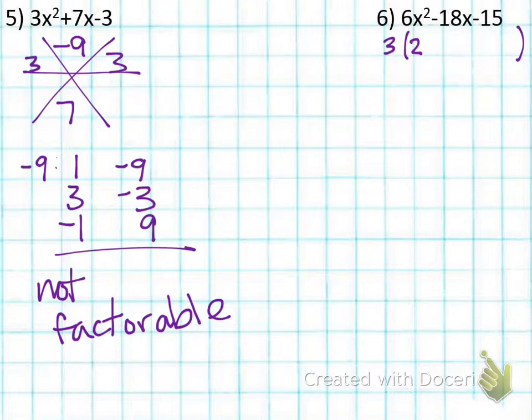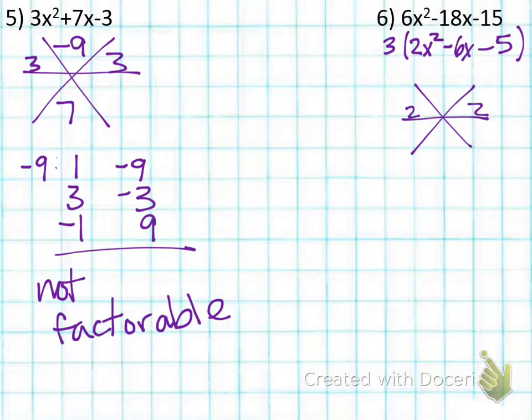I have a GCF of 3. So I'm going to factor that out of each term. That gives me 2x squared here minus 6x, dividing the 3 out of each of these terms, then minus 5. Now I'm going to take the trinomial that's in the parentheses and try to factor that. So I have 2 on either side here. 2 times negative 5 gives me negative 10. And then my b goes here, so that's negative 6.